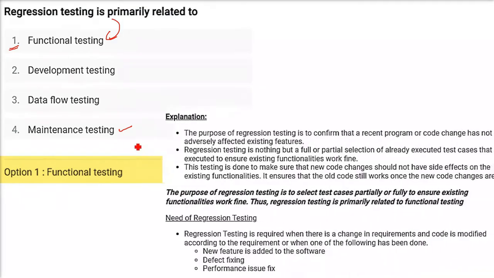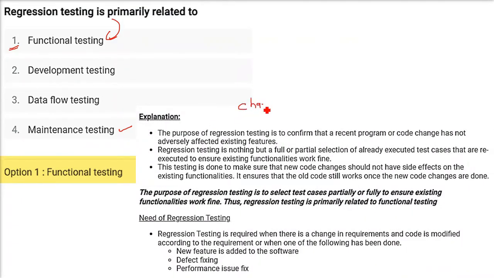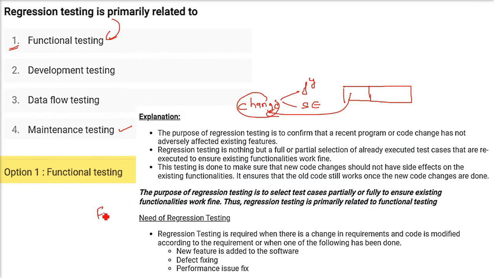See, the functional testing. What is the purpose of regression testing? This is to confirm that whatever changes you have done, the recent program or code changes, has not adversely affected existing features, has not created any kind of side effect. So regression testing is nothing but a full or partial selection of already executed test cases that are re-executed to ensure existing functionality works fine. So this testing is done to make sure that the new code changes should not have any ill effect on the existing functionality. It ensures that the old code still works once the new code changes are done.